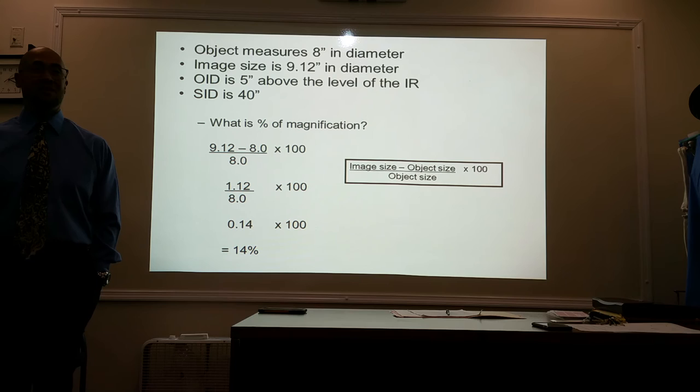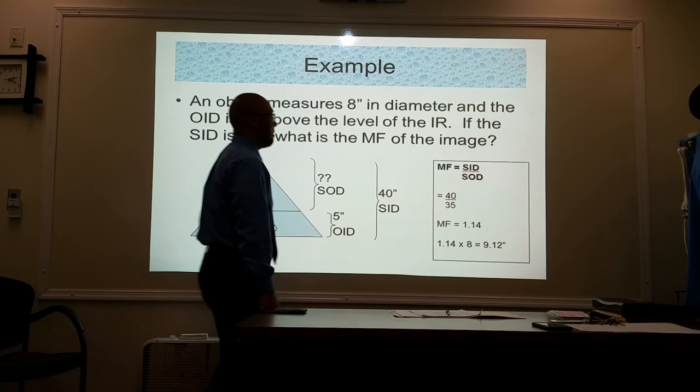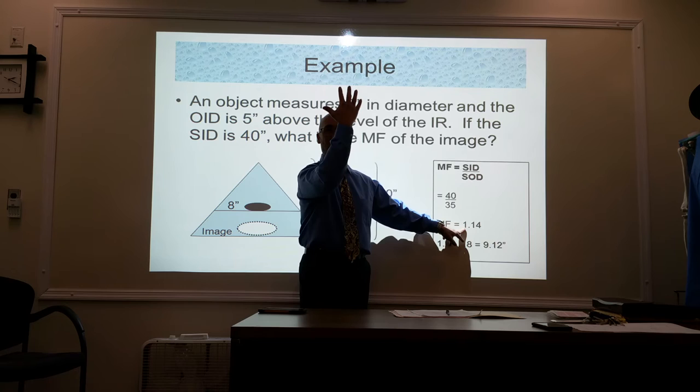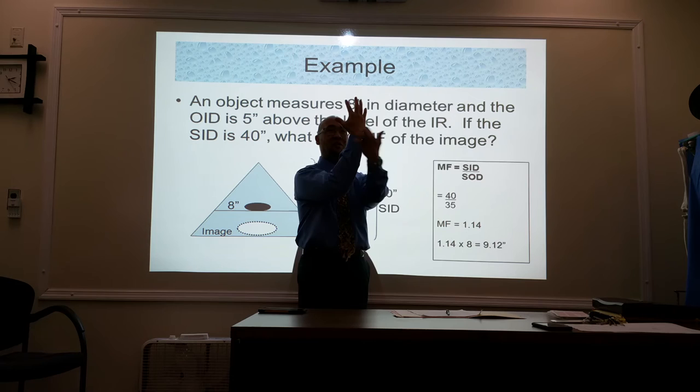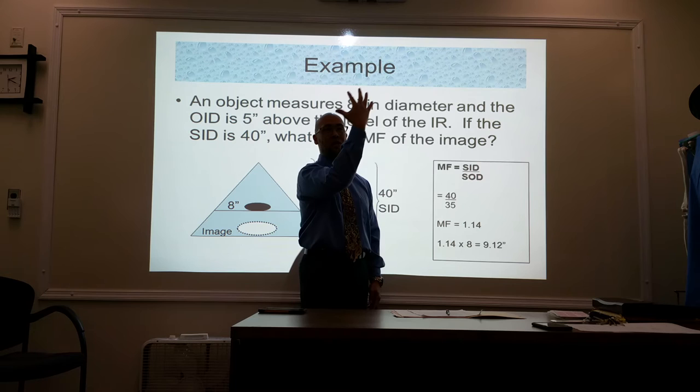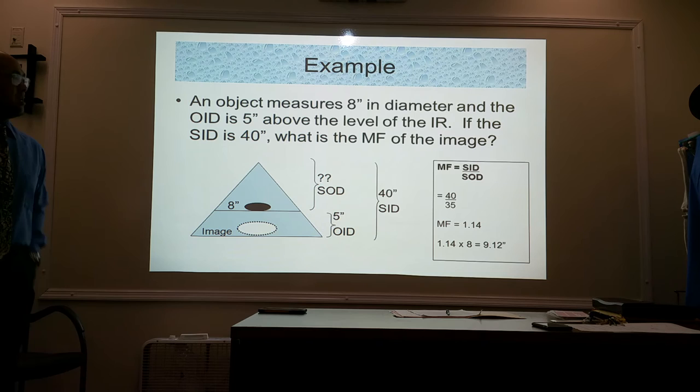It's for you. In other words, this magnification factor and the percentage can't be less than 1. Here is 1, the true size of the object. Magnification is greater than the size of the original object, which is 1. It can't be any smaller than that. It has to be greater than 1. Okay, any questions?